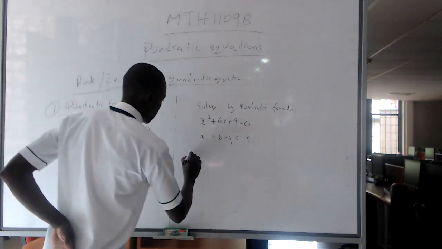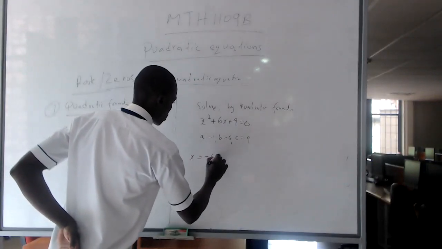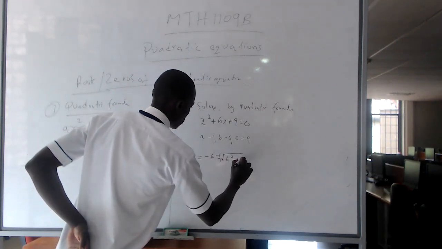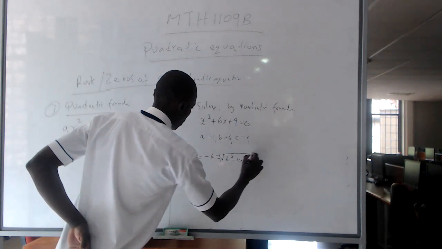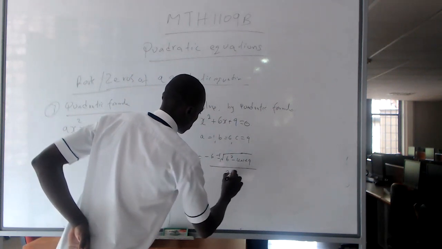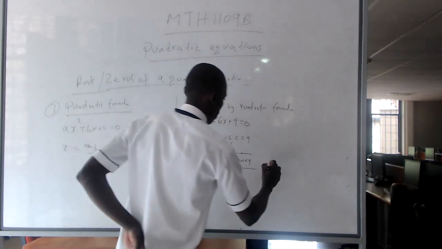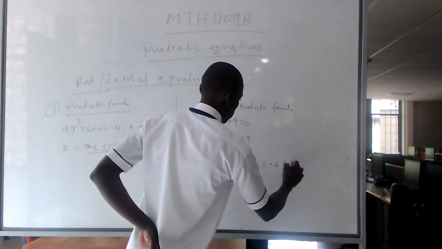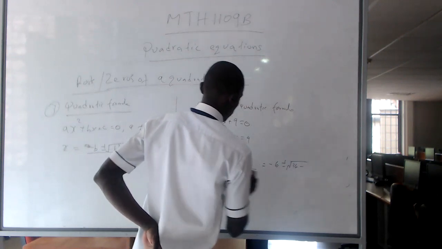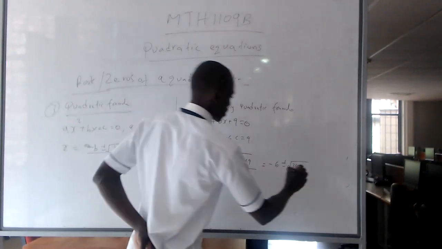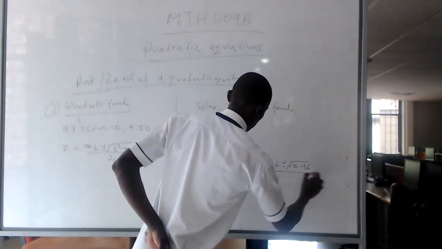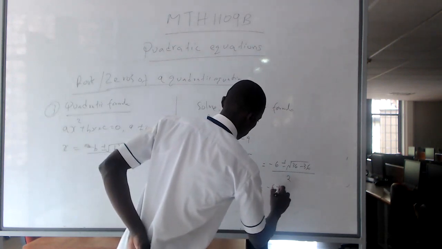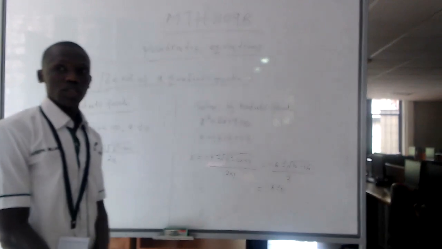Let's substitute directly. So x is minus 6 plus or minus square root of 6 squared minus 4 times 1 times 9, all of that divided by 2 times 1, which gives you minus 6 plus or minus square root of, 6 squared is 36, 4 times 1 is 4, 4 times 9 is 36, all of that divided by 2. 2 times 1 is 2. So this gives you minus 6 plus or minus square root of 36 minus 36, which is 0.